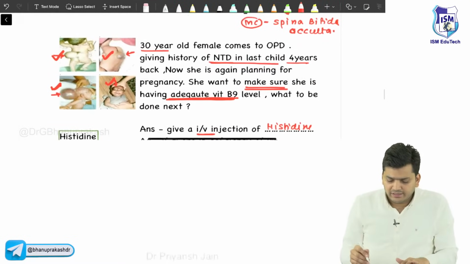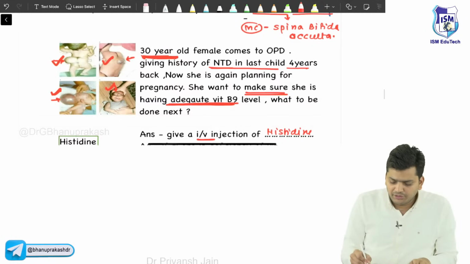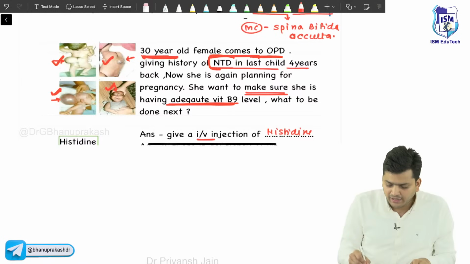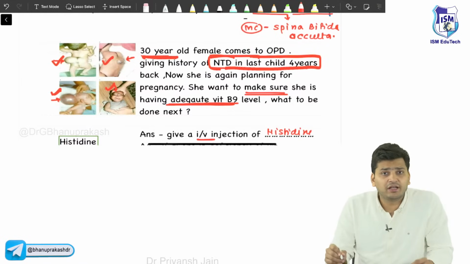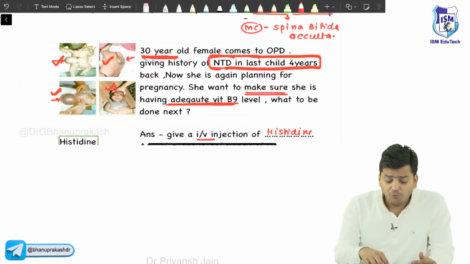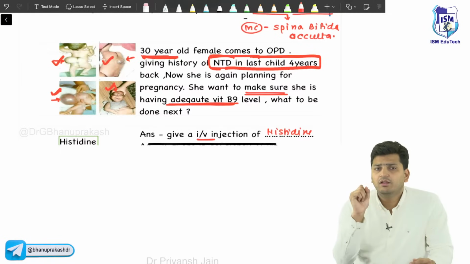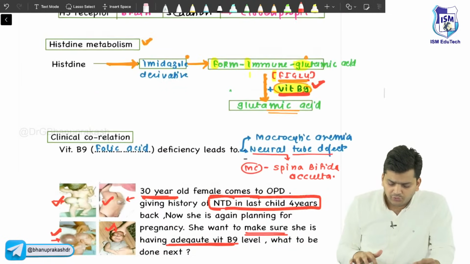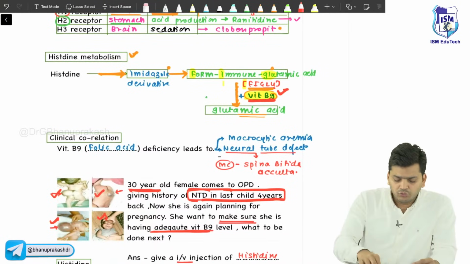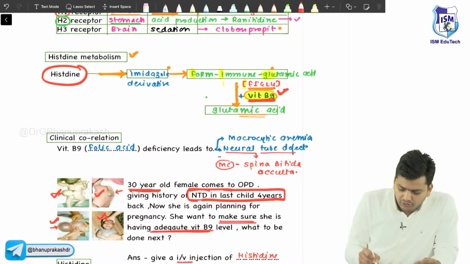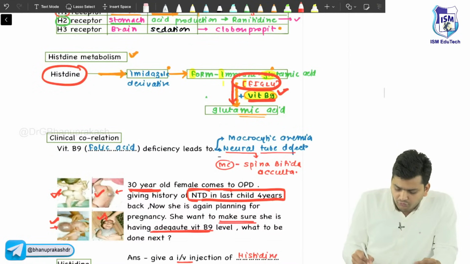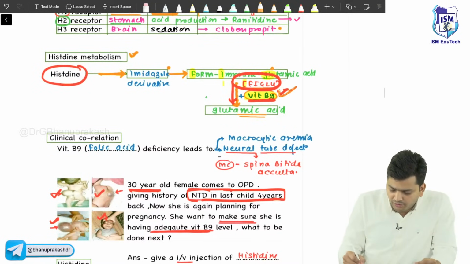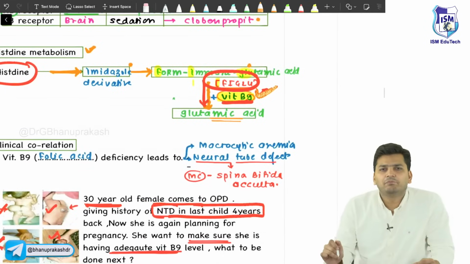So, for example, let's say a 30-year-old female comes to you and tells you that her last child, 4 years back, had a neural tube defect and unfortunately died. Now she is again planning for pregnancy and she wants to make sure that her folic acid levels are normal. What test will you do? You will use this concept. You know that histidine converts into FIGLU, and FIGLU can convert into glutamic acid if vitamin B9 is there in the body.